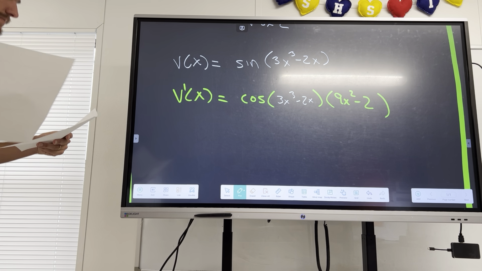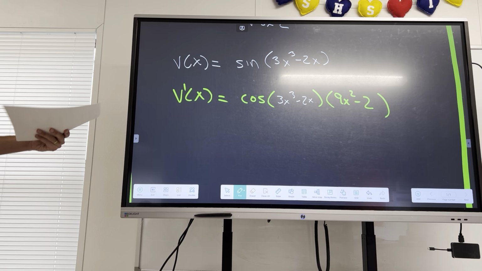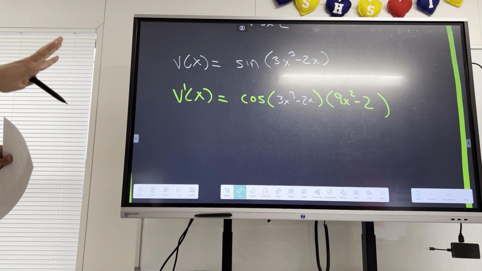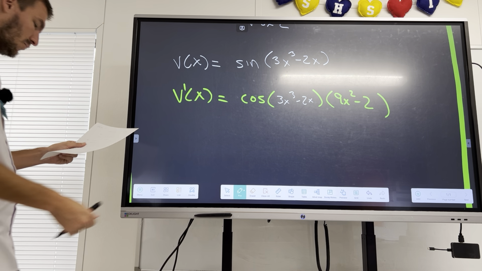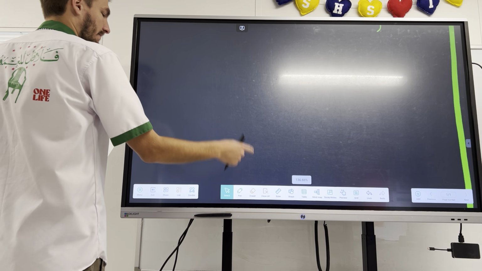How do we feel about that answer? The derivative of sine is cosine. Leave the mess alone, and then it will just eject its own derivative. We good? Cool. One more.